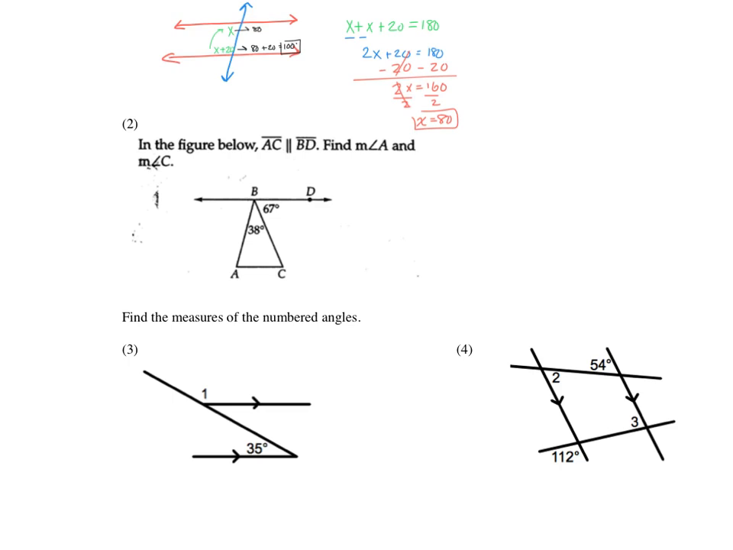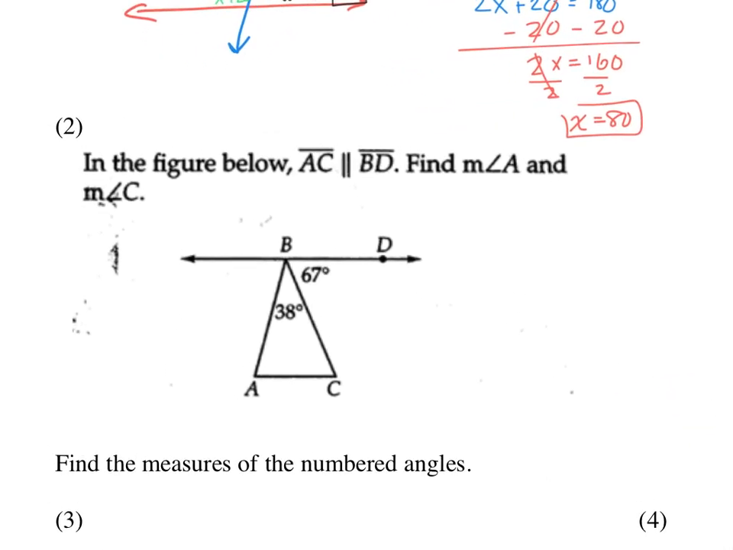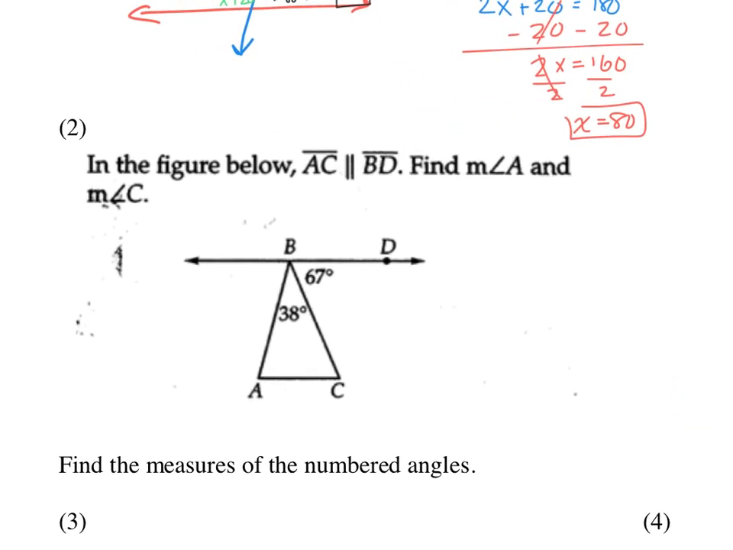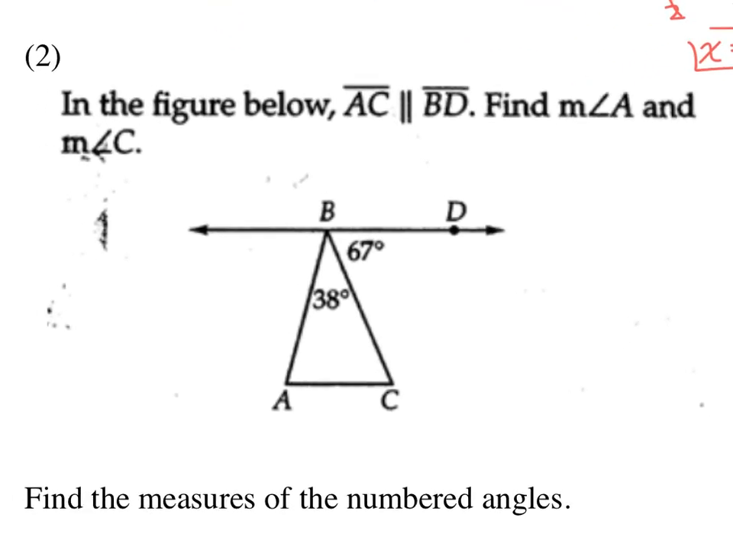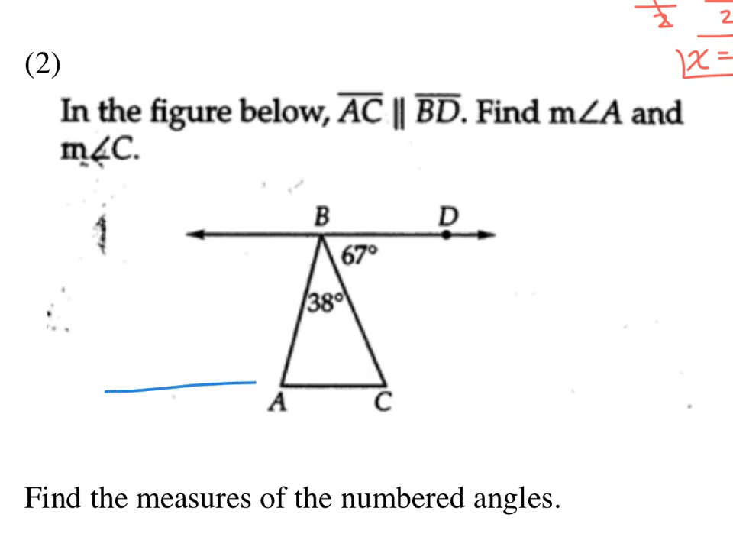Question number 2. In the figure below, AC is parallel to BD. Find the measure of angle A and find the measure of angle C. Remember, I said what we're going to do is focus on extending our parallel lines. So it says that AC is parallel to BD. So what I'm going to do is draw AC, make it a little longer, make BD a little longer. And what I'm going to do is extend my parallel lines. My transversal.